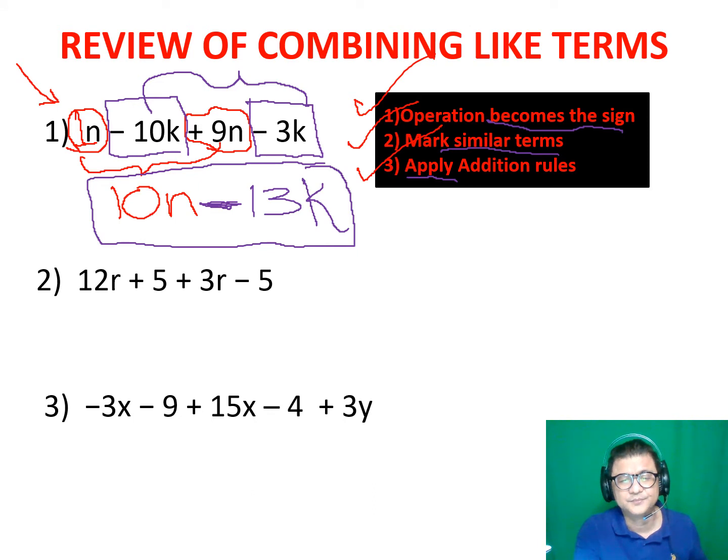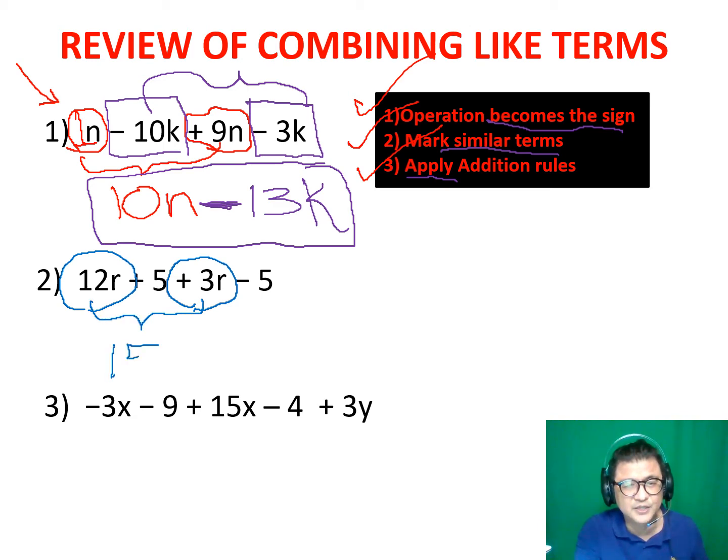All right, let's try another one. Check this out. So let me circle the R, 12R. Is there another one with the R? A 3R. Okay, both positive. We can add the two positives now. 12R and 3R is 15R.